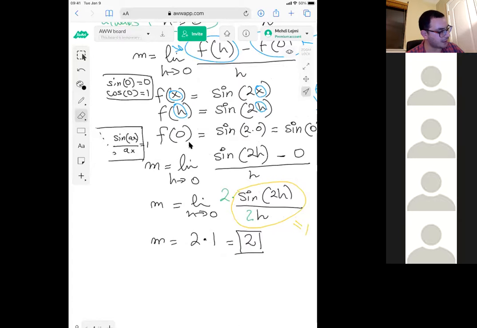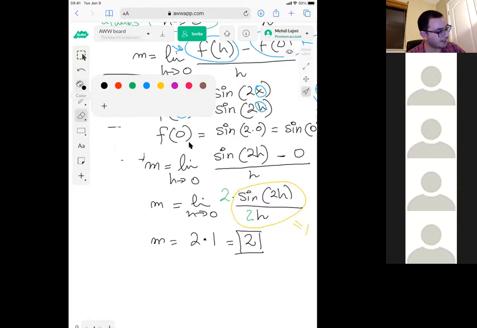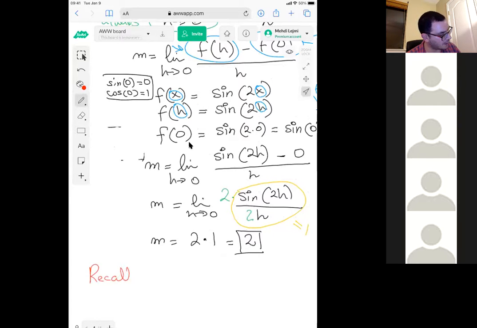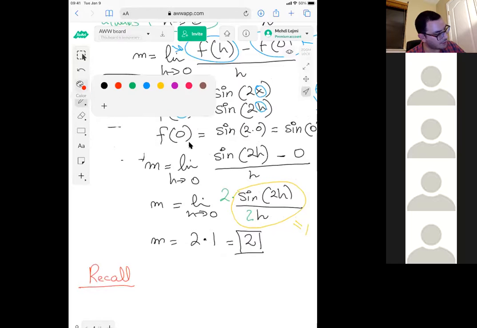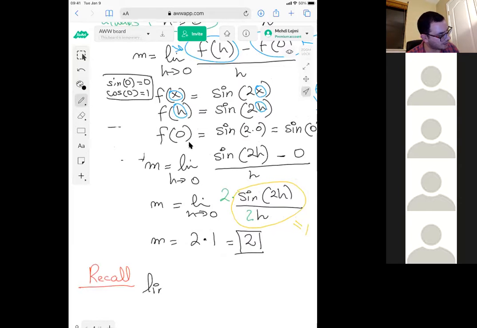So what I did here, I used this formula. Let me write the formula for you. I used this limit: as x goes to 0, sine of a x over a x is equal to 1.